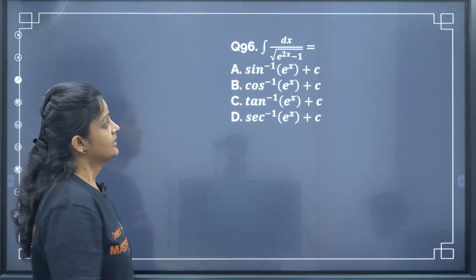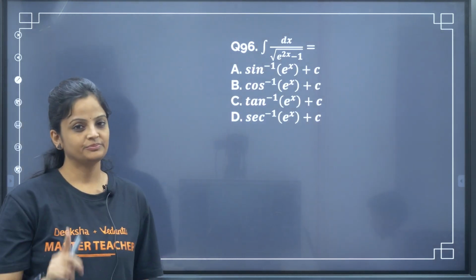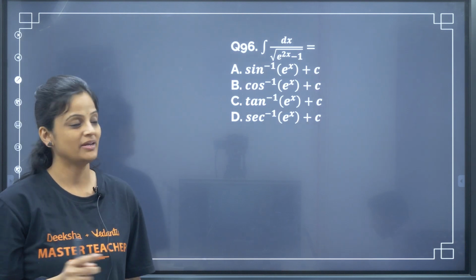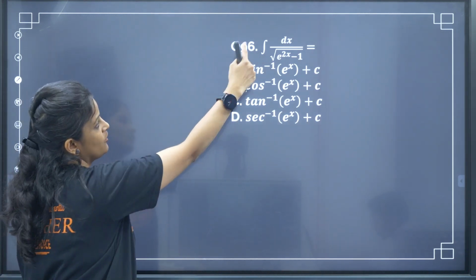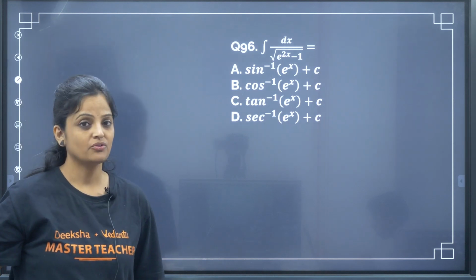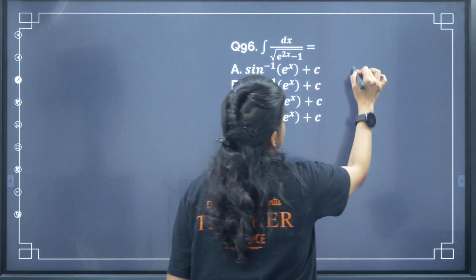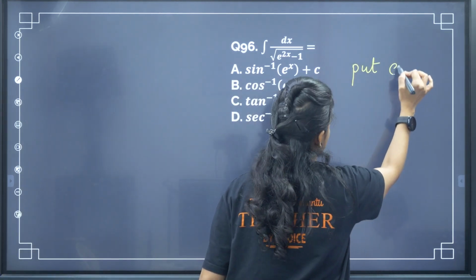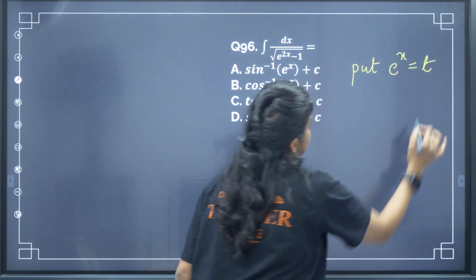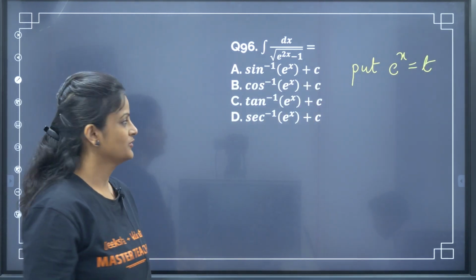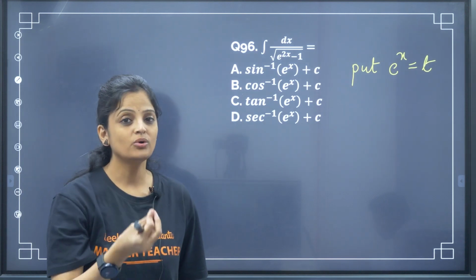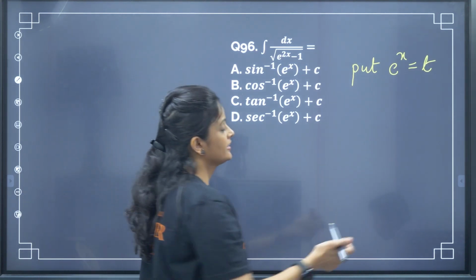96th question. See the options. Tell me what is the substitution. By seeing the options, you can tell me the substitution. Integral of dx divided by under root, we have e to the power of 2x minus 1. And substitution has to be, yes, e power x as a t. That's why I told not all integration questions are difficult. Few questions are loudly telling you the hint. Okay, capture that.